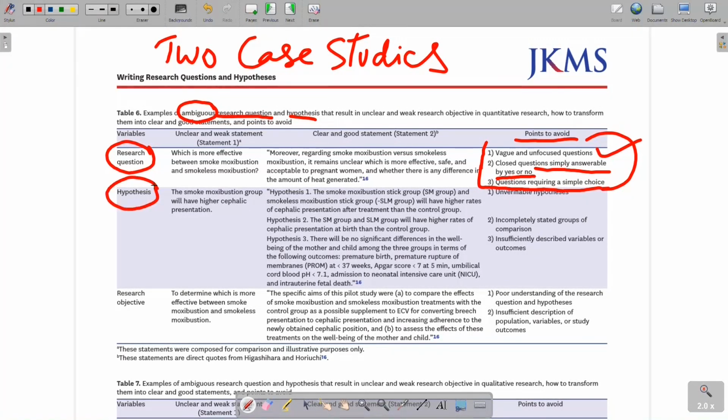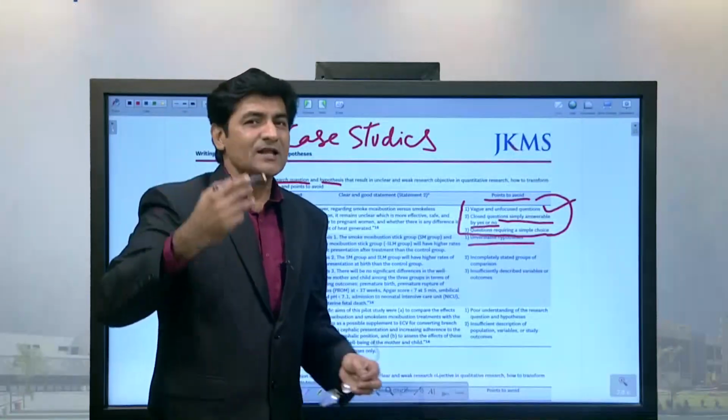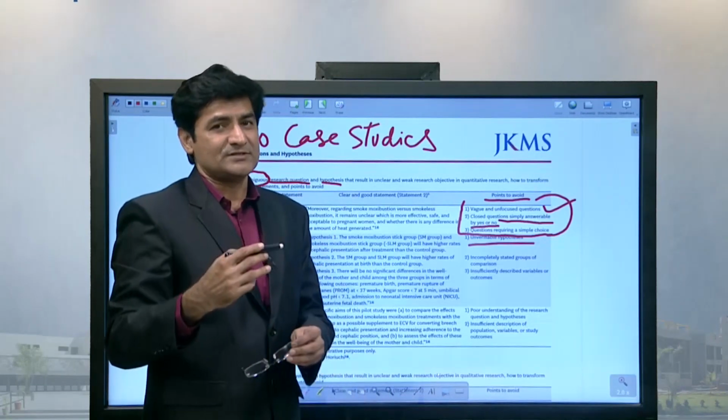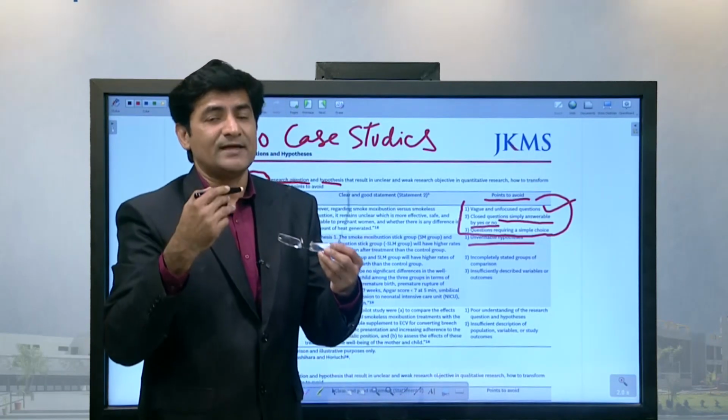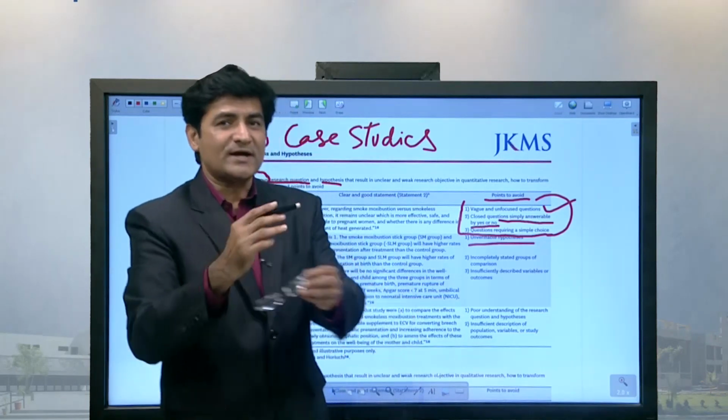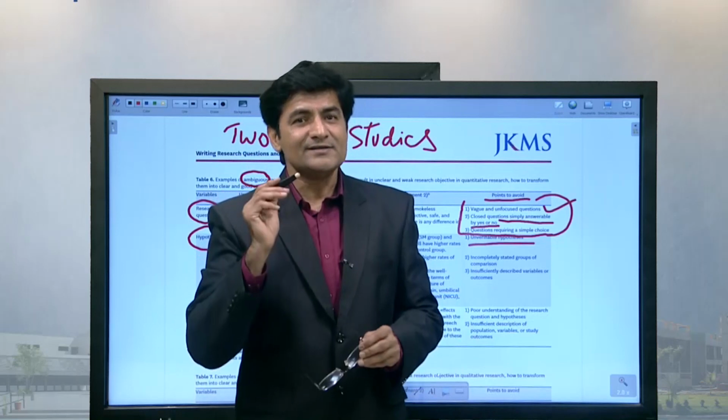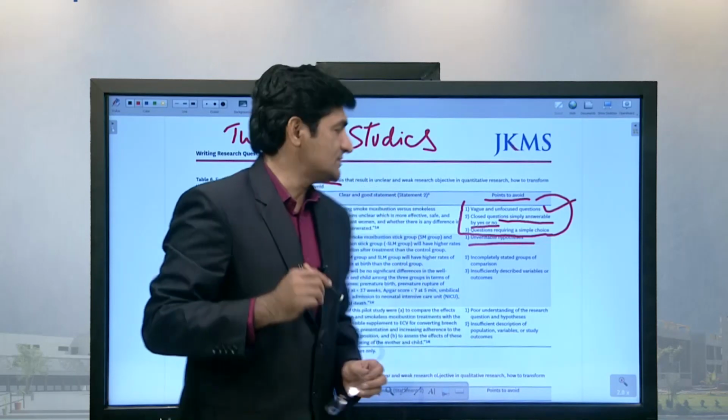Now from there, when we move to hypothesis in this example, from this question, the hypothesis we have come to is: the smoke moxibustion group will have higher cephalic presentation. Well, let us see what is the problem here. It is an undeniable hypothesis. We can't falsify this hypothesis. As Karl Popper we cited and referred, a hypothesis should have the chance of falsifiability or verification. It should not be a kind of fact where undoubtedly something happened. That is a poor hypothesis.